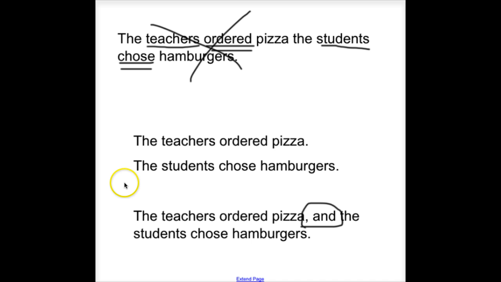To fix that, we have to either turn it into 2 sentences. The teachers ordered pizza, period, capital letter. The students chose hamburgers, capital letter, period. Or we can make a compound sentence. The teachers ordered pizza and the students chose hamburgers. We punctuate that correctly, as we would punctuate all compound sentences, with a coordinating conjunction, in this case and, that comma.